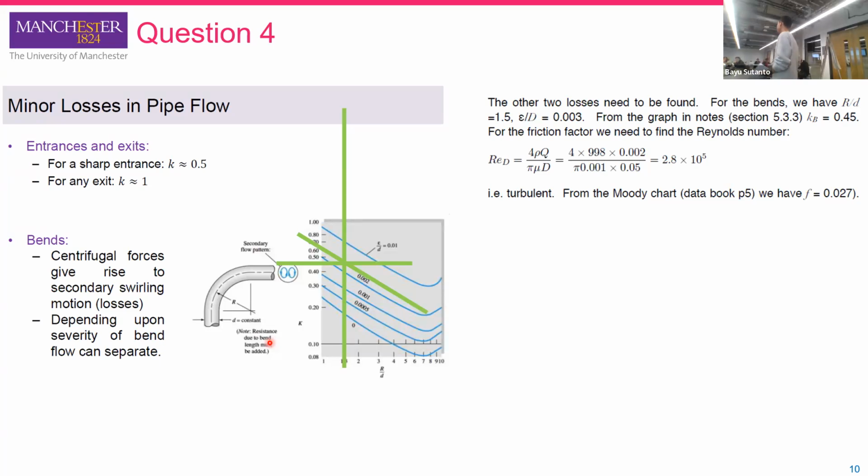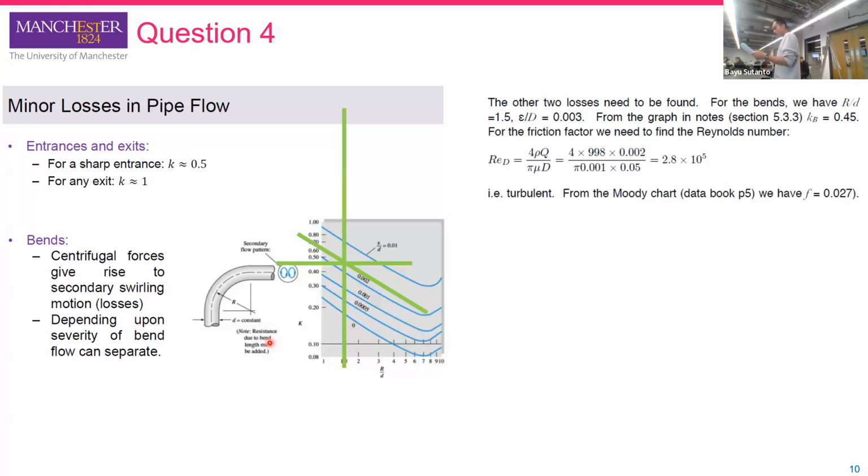For the entrance and exit, we can get directly from the constants 0.5 and 1, but for the bending, we need to take from the chart. And a question on how to get the minor losses K factor. Okay, because we already have the information for the entrance, exit and bending for the value of K.